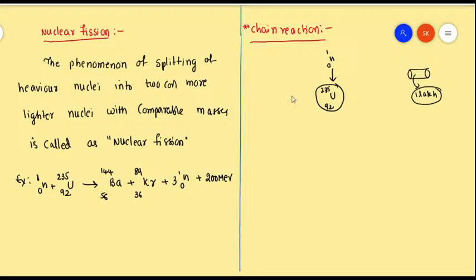When this equation takes place, what happens? Uranium will be split into barium and krypton, right? Along with that, what happens? Three neutrons are released. These are the three neutrons.